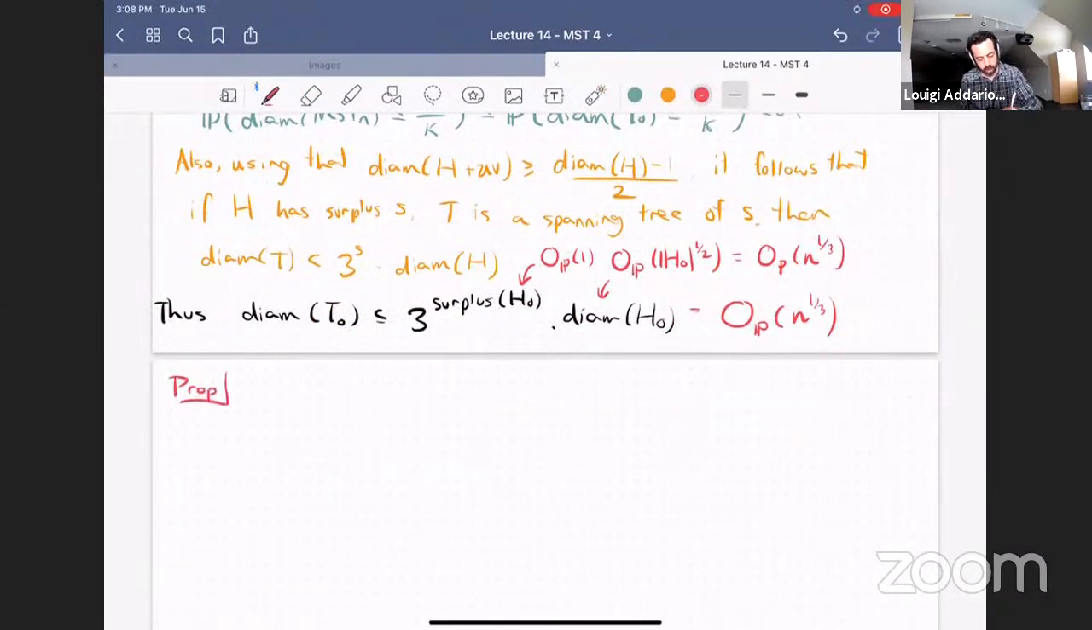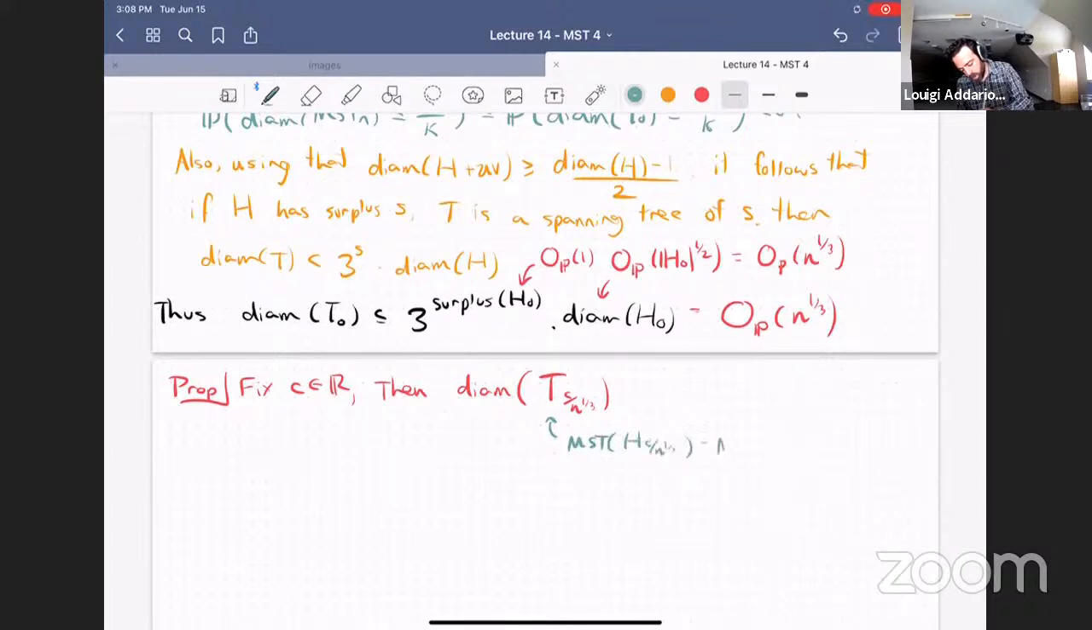We can in fact prove that for any constant in R, if we look at the diameter of the tree T C over n to the 3rd, so just to reinforce, this is the minimum spanning tree of H C over n to the 3rd, which is the largest component of G n, 1 plus C on n to the 3rd over n, then the diameter of this subtree of the eventual MST is also of order n to the 3rd in probability.